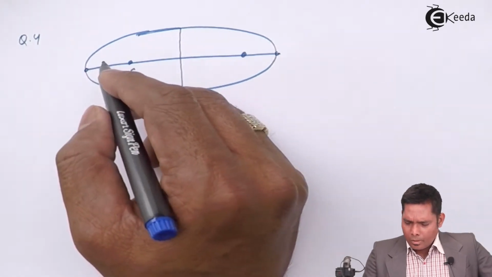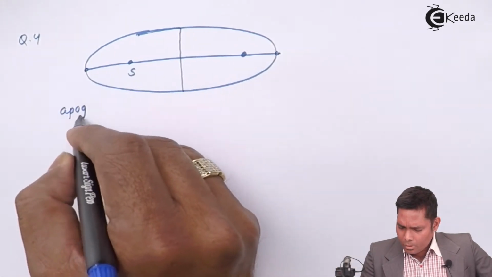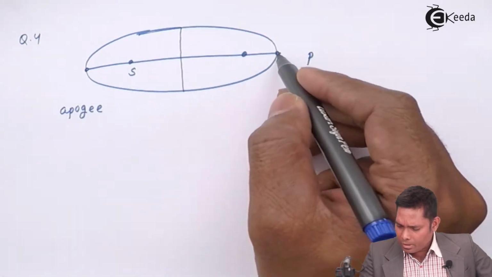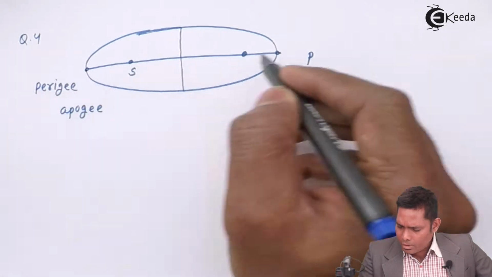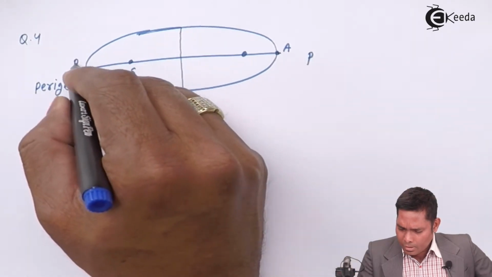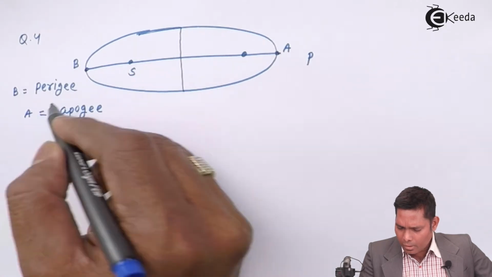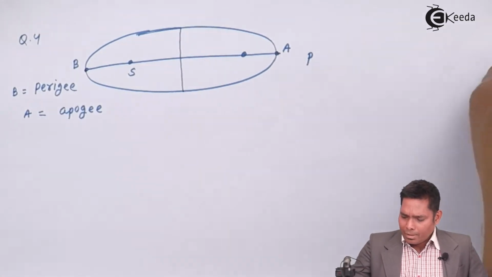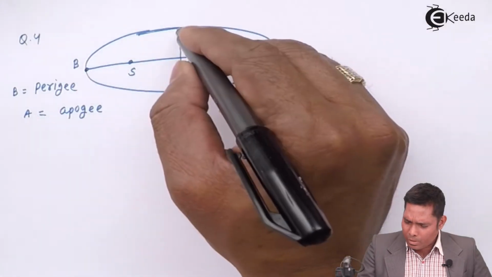Okay, so I write this is apogee, and this point is called a perigee. Actually, this is perigee, and this point is called apogee. So suppose I call this A and this point B, then B is your perigee and A is the apogee. Now it says that the planet is moving in this way, and I'll name these points also C and D.